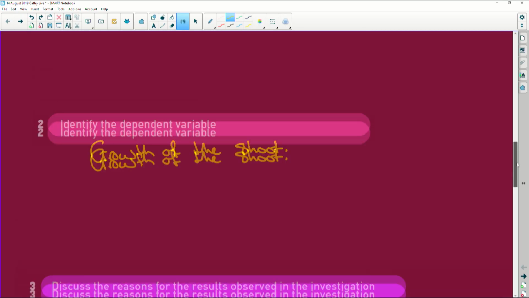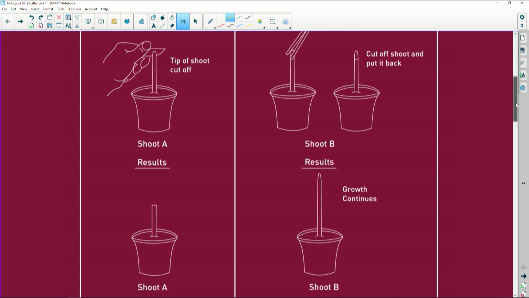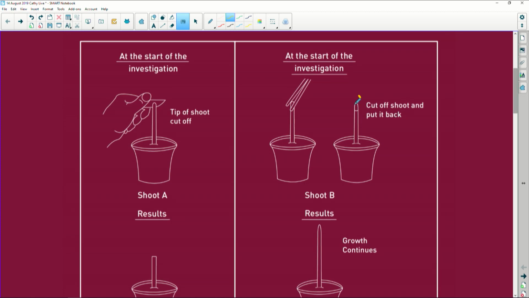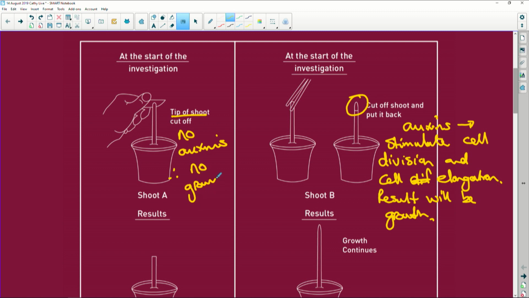So let's look back at our question, because we're now running out of time at a huge rapid rate. Discuss the reason for the results observed in the investigation. I'm not going to write this out; I'm going to go through it with you here. We say the shoot tip contains plant hormones called auxins. What do auxins do? Auxins stimulate cell division, cell differentiation and cell elongation, and by doing that, the result will be growth. Here, the shoot tip is cut off, so there are no auxins. Therefore, there is no growth. And that is that question.